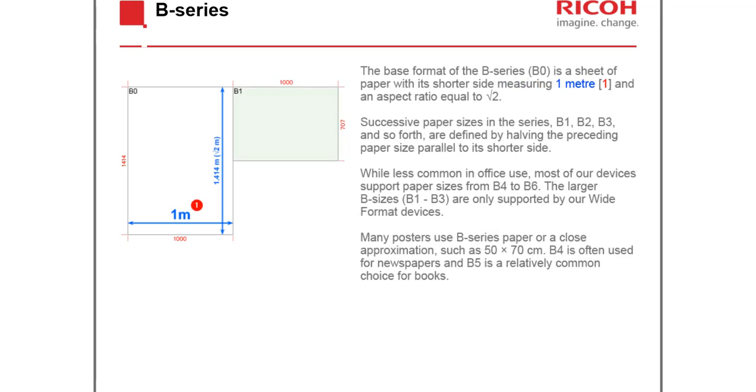The base format of the B series is a sheet of paper with its shorter side measuring 1 meter and an aspect ratio equal to √2. Successive paper sizes in the series, B1, B2, B3, and so forth, are defined by having the preceding paper size divided in half parallel to its shorter side. While less common in office use, most of our devices support paper sizes from B4 to B6. The larger B sizes are only supported by our wide format devices. Many posters use B series paper or a close approximation, such as 50 by 70 centimeters. B4 is often used for newspapers and B5 is a relatively common choice for books.